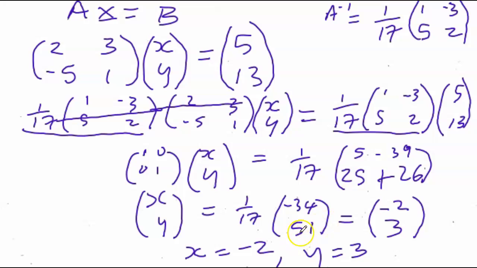And of course you can try these values in the simultaneous equation to see if you get back 5 and 13 on the right hand side. So 2 times minus 2, that's minus 4. 3 times 3, 9. 9 minus 4 plus 9, that's 5. So it works for the first equation. The next equation, negative 5 times negative 2, that's positive 10. Positive 10 plus y, which is 3. 10 plus 3, 13. So we are confident in our solution.